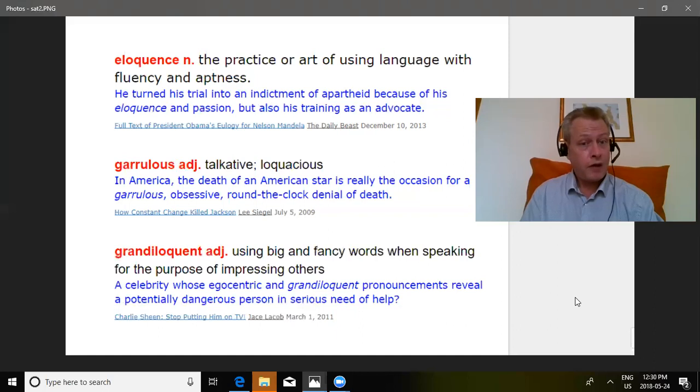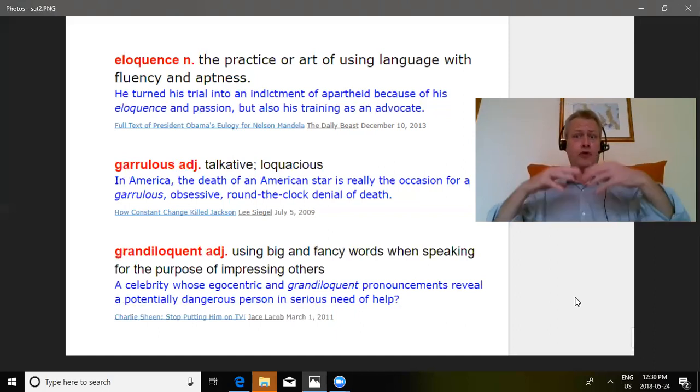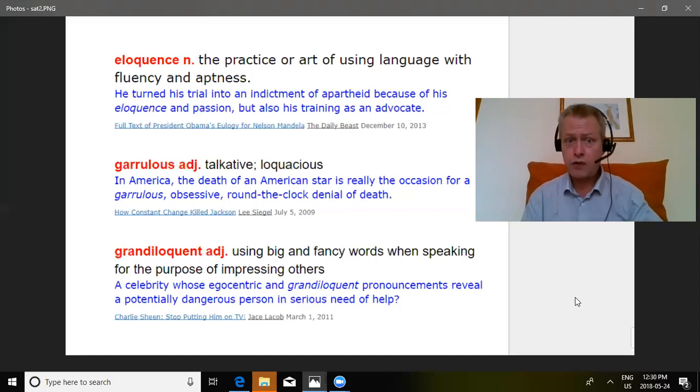We can think of maybe a British Prime Minister talking about the achievements of Oxford University. They're going to use a very grandiloquent style, big fancy words to impress the other academics.